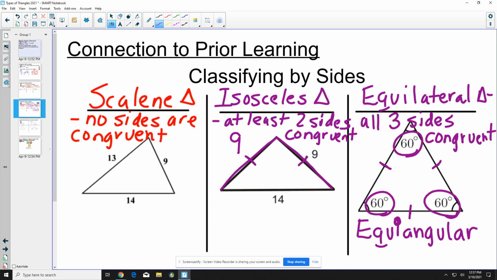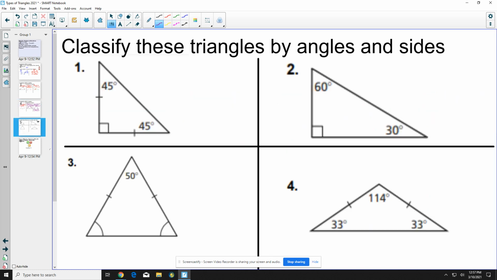All right, let's practice what we just learned. The directions for these 4 are classify these triangles by angles and side. So look at number 1. Look at the angles. We have a 90 degree, a 45, and a 45. What do we call it, classifying it by angles? Right, because it's a 90 degree angle here. If it has one 90 degree angle, it's a right triangle.